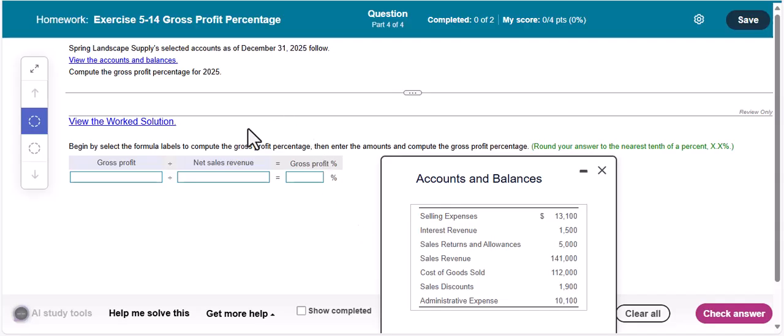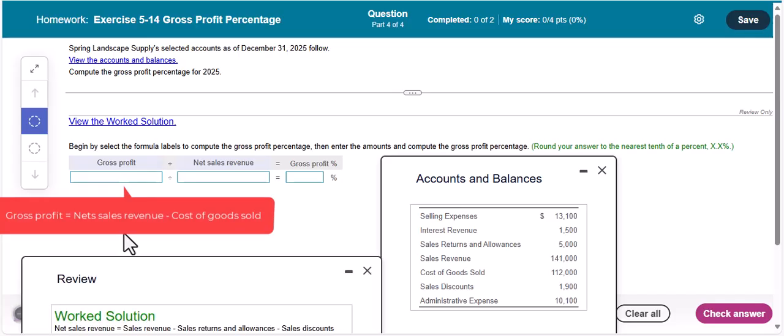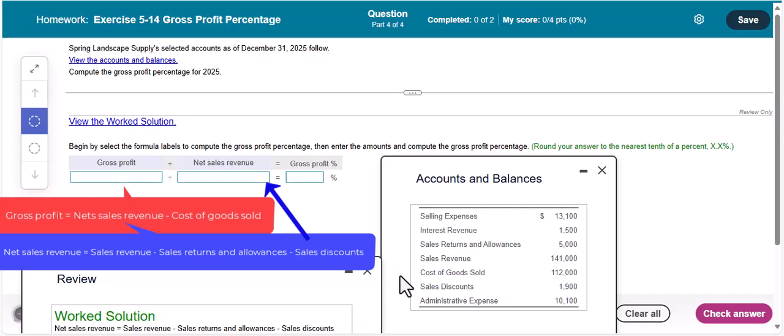So first off, how do we calculate gross profit? Well, gross profit is net sales revenue minus cost of goods sold, or COGS. Now, previous editions of this book, they gave us the net sales revenue here in the accounts and balances. However, the authors want you to get a little bit more practice getting to that point. So the net sales revenue is just the sales revenue less the sales returns and allowances and less the sales discounts. So we can put that into practice.